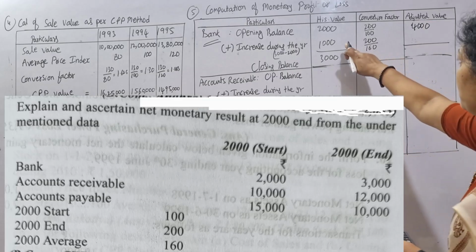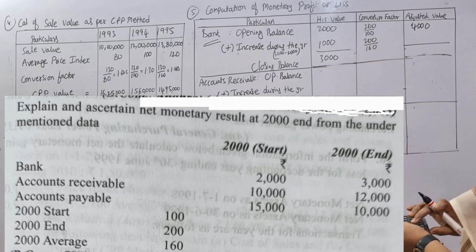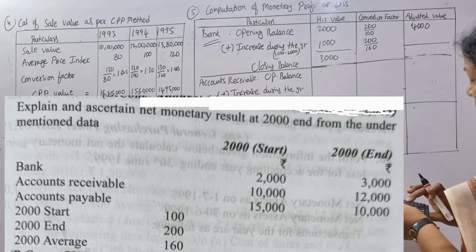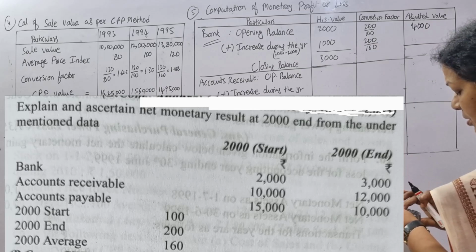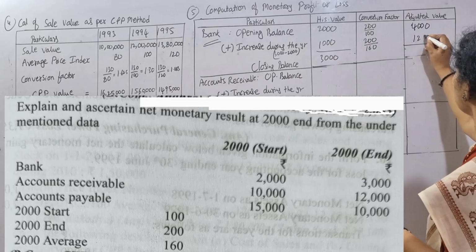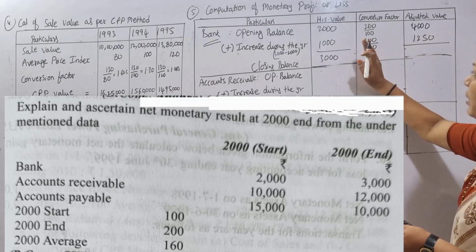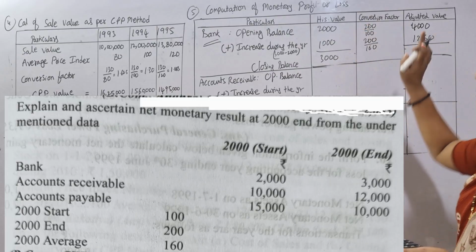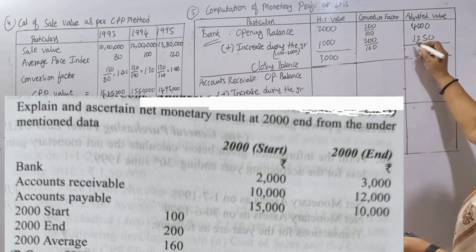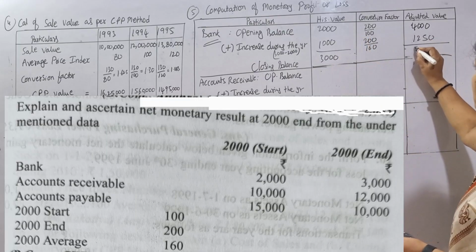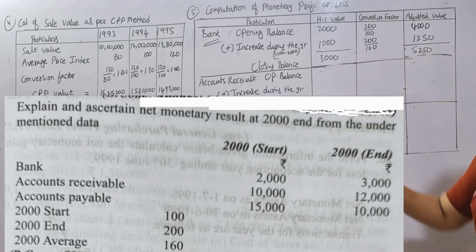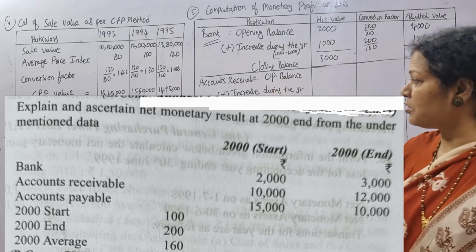And increasing value 1000 into 200, 2 lakh divided by 160, which comes to 1250. Simply we have multiplied 2000 into 200 divided by 100, 4000. 1000 into 200 divided by 160, it comes to 1250. So total it is 5250. In the same fashion, accounts receivable, accounts payable.